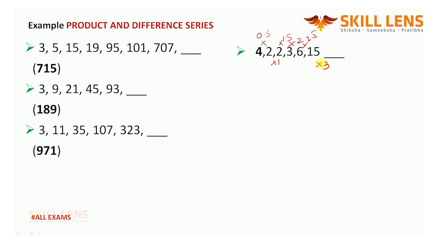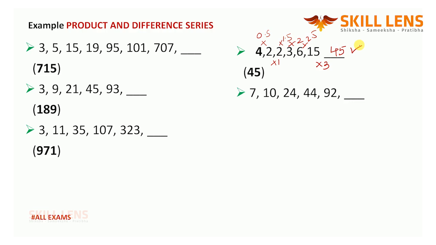So next would be 15 into 3. 15 into 3 is going to be what? 45. So that's how you can get your answers. Okay, so think logically. So answer will become what? 45. Okay, so that's how you can get your answer.